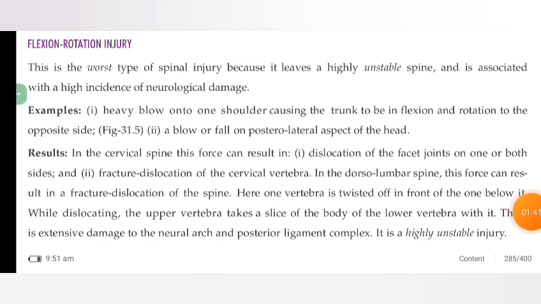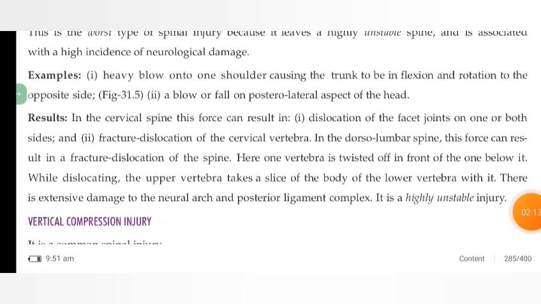In the cervical spine, this force can result in dislocation of the facet joints on one or both sides, and fracture dislocations of the cervical vertebra. In the dorsolumbar spine, this force can result in a fracture dislocation of the spine. Here, one vertebra is twisted off in front of the one below it, while dislocating, the upper vertebra takes a slice of the body of the lower vertebra with it.